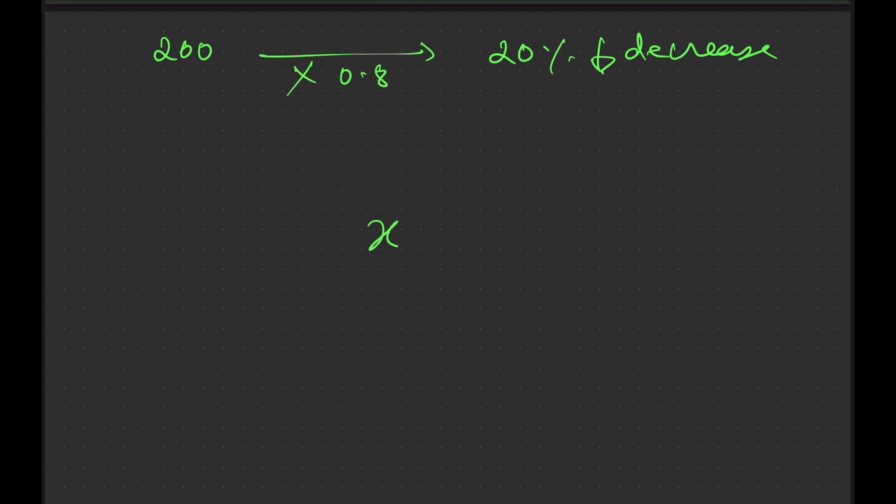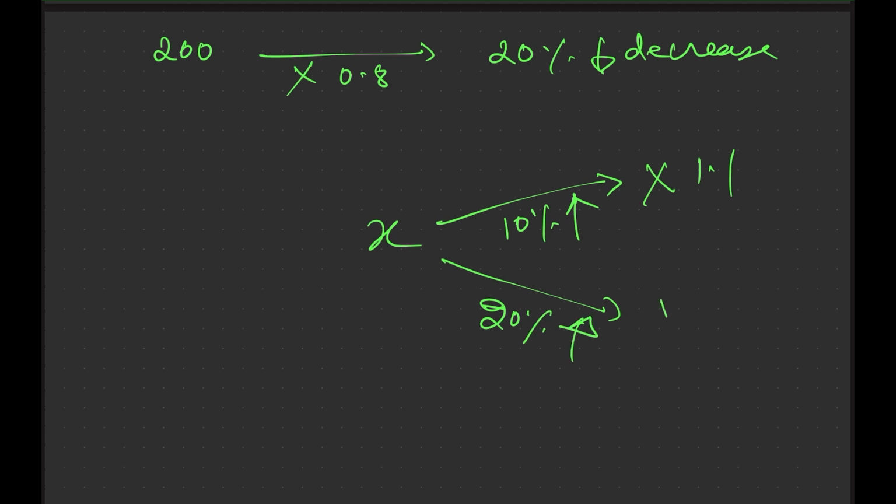So we saw that if 200 is decreased by 20%, we will simply multiply it by 0.8. So this is the thing. Suppose there is any number x. If we want to increase it by 10%, multiply it by 1.1, increase it by 20%, multiply by 1.2, or increase by 40%, multiply by 1.4.